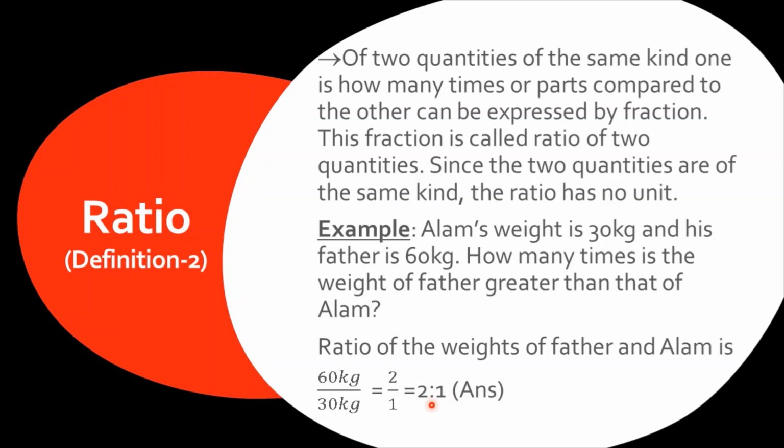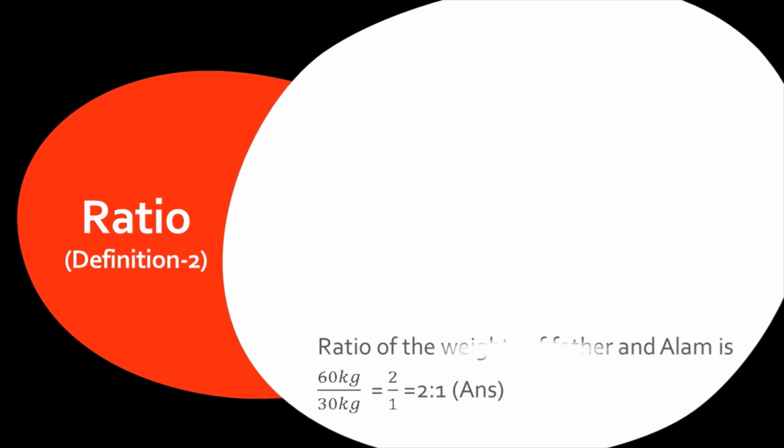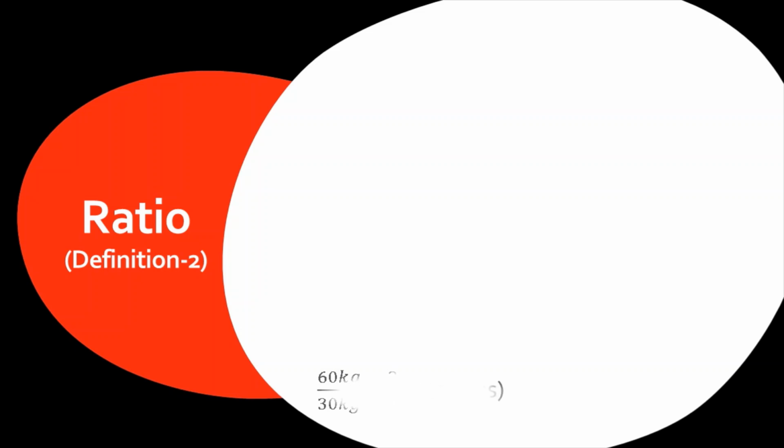Again I am saying ratio is one kind of fraction, so from a fraction we can write a ratio and from a ratio we can write a fraction. So 2:1 is our desired answer. So this is definition 2 and this one is the example, and 2:1 is our desired answer.